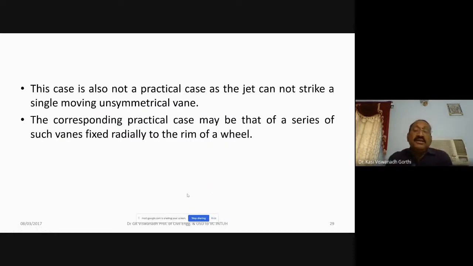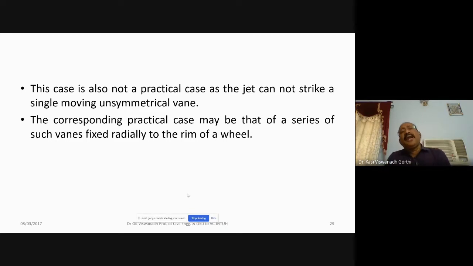But the conclusion for the entire thing is that you are taking a single moving unsymmetrical curved vein. So the curved vein is unsymmetrical and it is single. When the liquid jet is striking here, the vein is moving. So after some time, the vein cannot be within the purview of this liquid jet. It cannot strike. So this case is also not a practical case, as the liquid jet can strike a single moving unsymmetrical curved vein only at a given time.